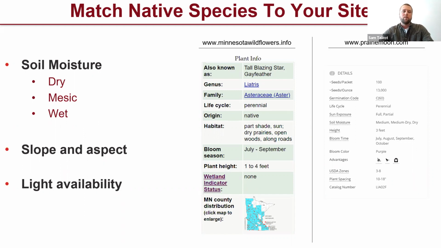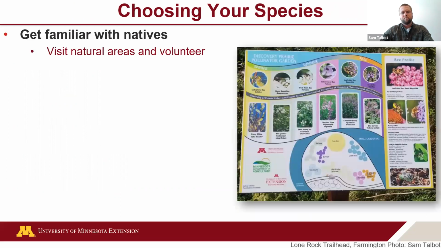And then at the very bottom there, the county distribution is really important for matching sites that fall within your particular range. And then Prairie Moon has all the more horticultural information, everything you need to know for growing those species. I like their advantages, such as whether it's good for birds, pollinators, or deer resistant. So not only matching it to your site, but to what your goals are as well.